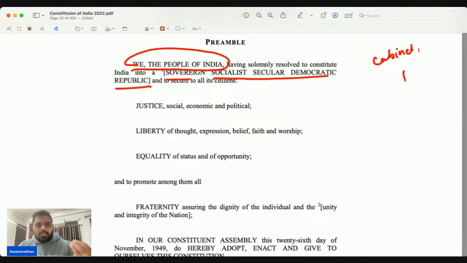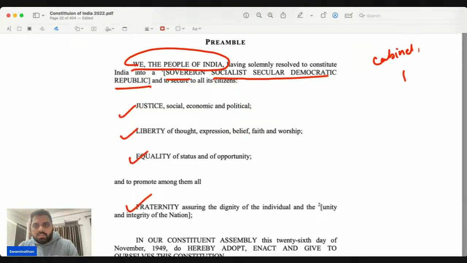It is saying, you see, we the people of India, having solemnly resolved to constitute India into, the people of India want India to be in the form of a sovereign, socialist, secular, democratic republic. So this is the nature of the Indian state. And it also sets certain goals to be achieved: goals like justice, liberty, equality, fraternity.